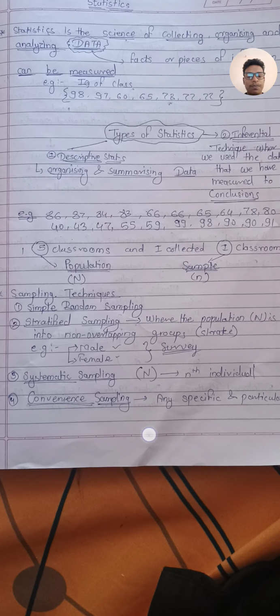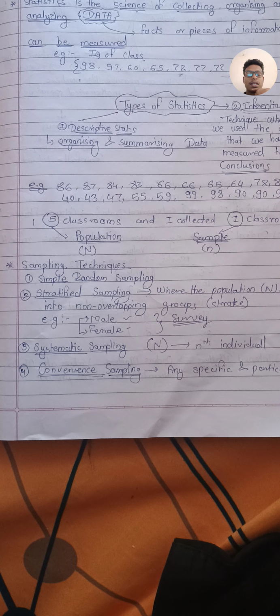Then there is systematic sampling. Systematic sampling is basically collecting a sample of every nth object, every nth individual. Suppose people are going to vote at a voting booth and are coming out. You collect the data, feedback or opinion of every 10th individual, or every fifth person. That comes under systematic sampling.